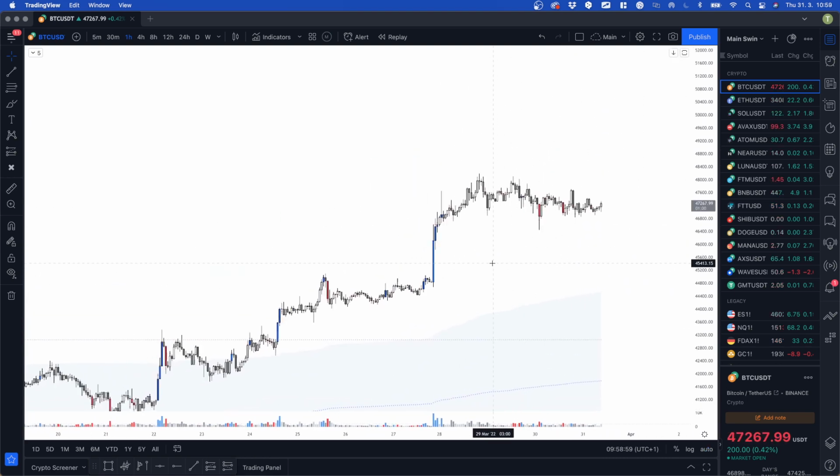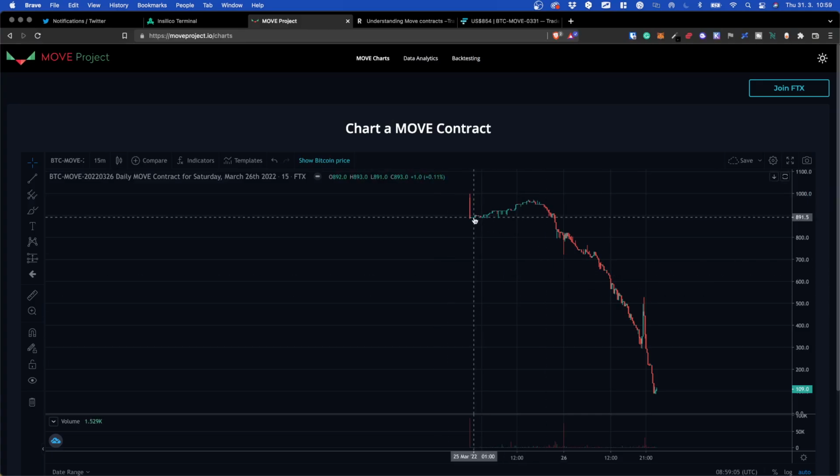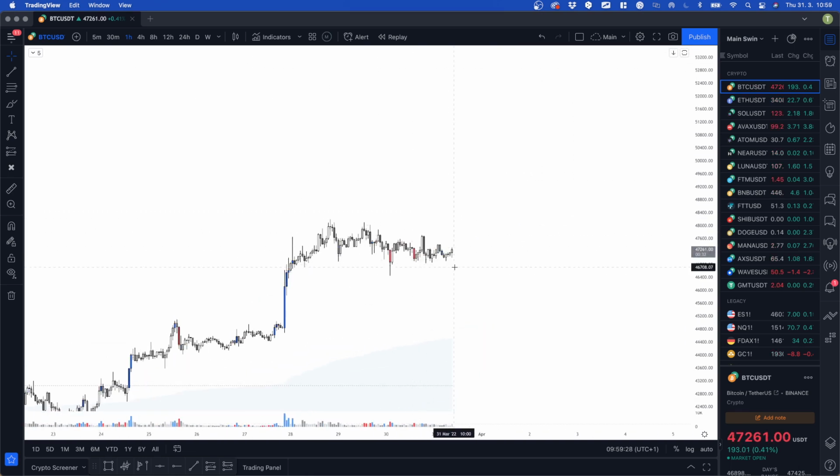So let's say that the move contract, when it's going to open, will have some price for itself. This is calculated by the TWAP of the last 30 minutes and the first 30 minutes of the previous contract. So as you can see here, this move contract opened at, let's say, $900 basically. Let's say this is the exact time when the contract did open.